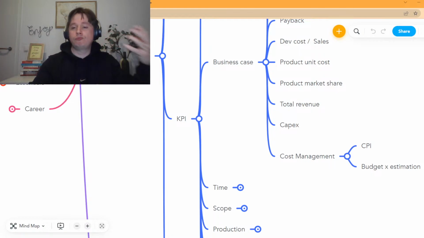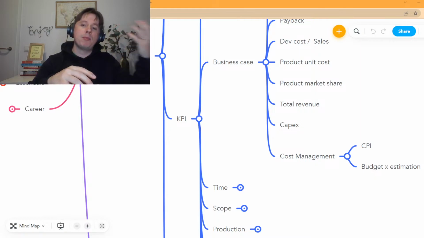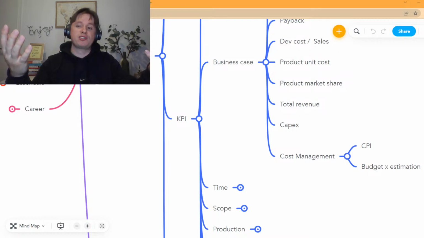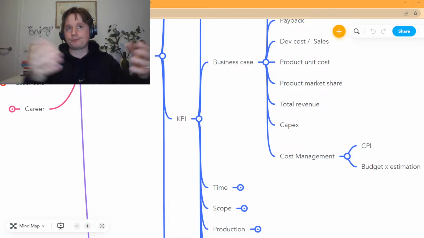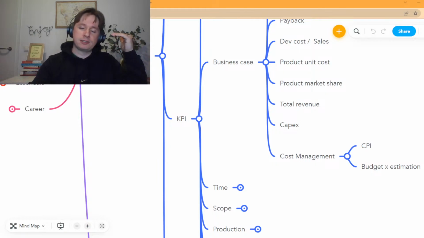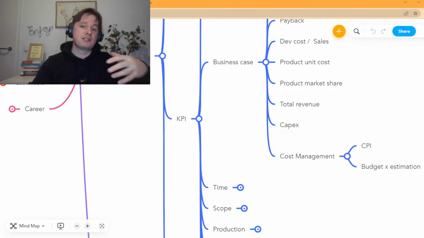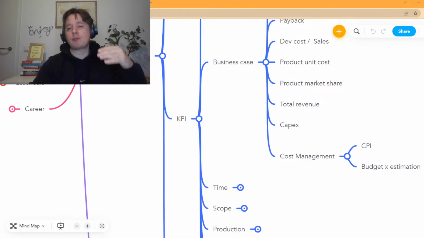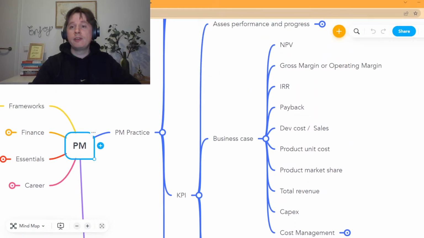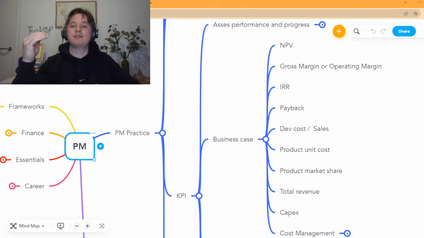Or you have, very common in companies, a lot of KPIs that compare budget versus your estimate at completion. And here you can have a lot of variation, but commonly you're comparing your budget, your baseline, with your estimate at completion. That's probably one KPI that you can find in any type of project that you're going to work on. But also, if you have a business case, you can have different KPIs.